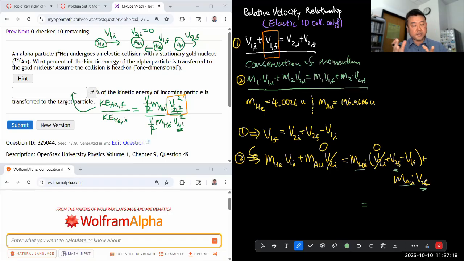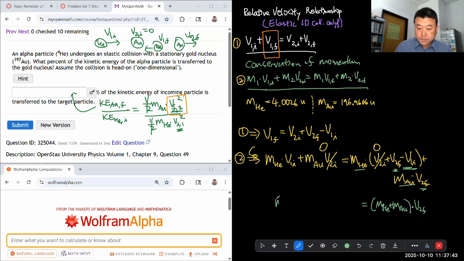I can imagine collecting the like terms, factoring out V2 final. So it'll be mass of helium plus mass of gold times V2 final. Let's take those terms taken care of. One of the terms was 0, so I really have this term that I have to just move to the left. So let me write down the left hand side with this term moved to the left.